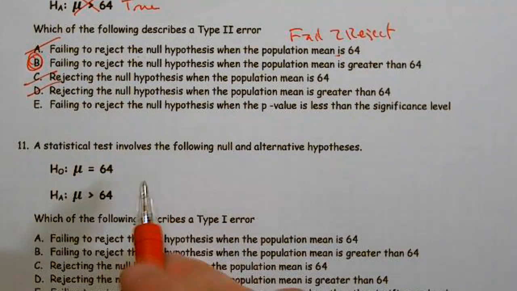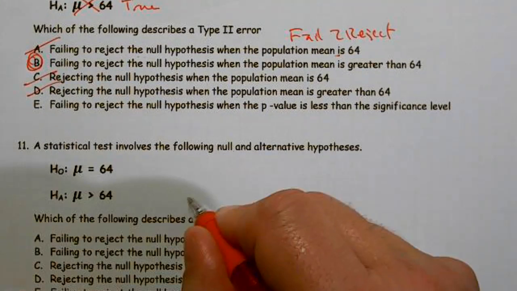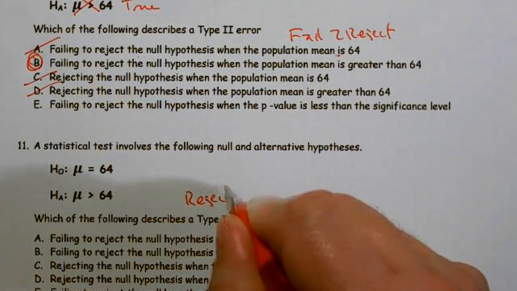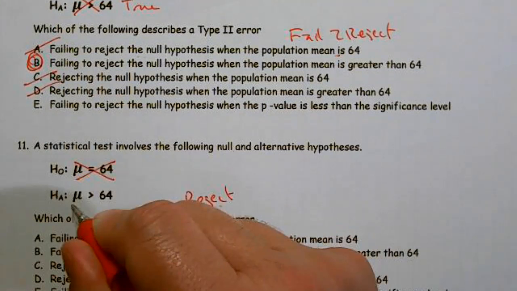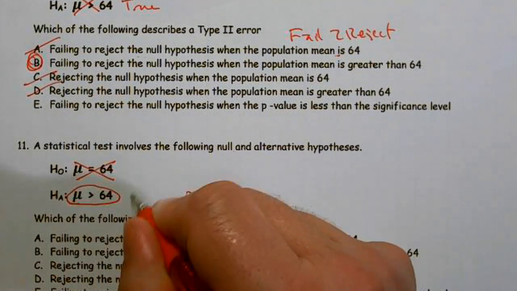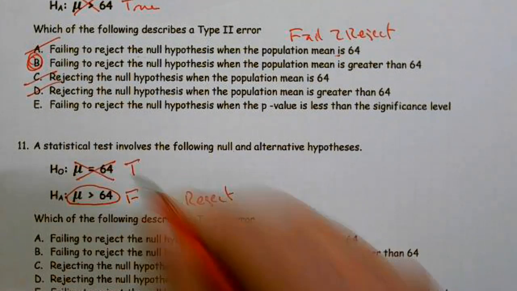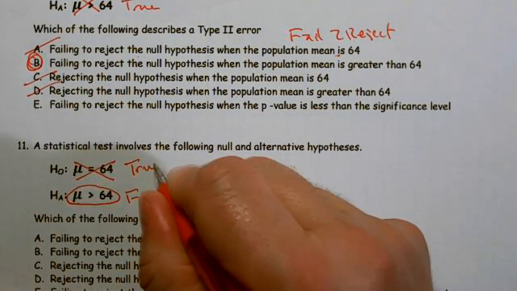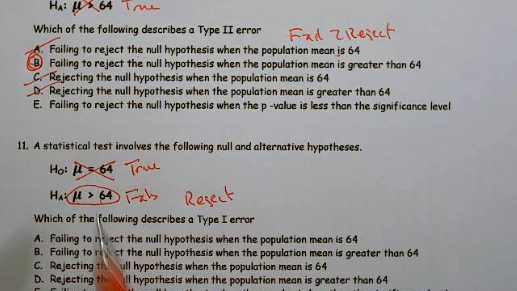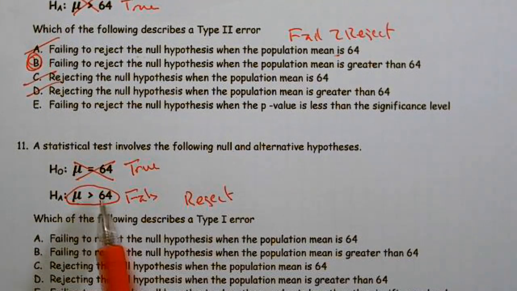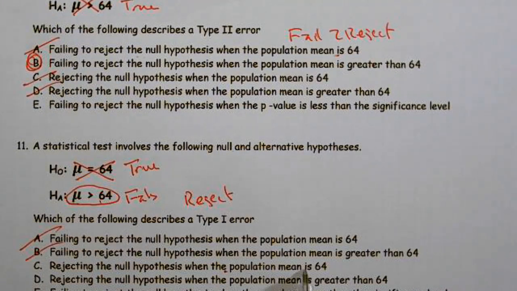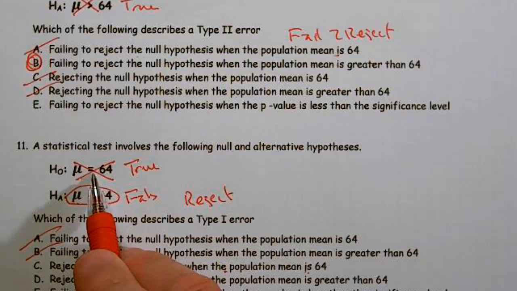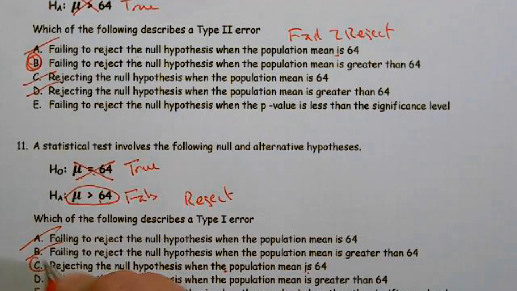Type 1 error, same scenario. Well, type 1 error is a rejection error. So we're going to have to reject. So I reject the null. I believe the alternative, but the alternative is false and the null is true. So we rejected, so that gets rid of the failing options. So we're rejecting the null hypothesis when the mean is 64. Yes, it's true that the mean is 64. So that's C.